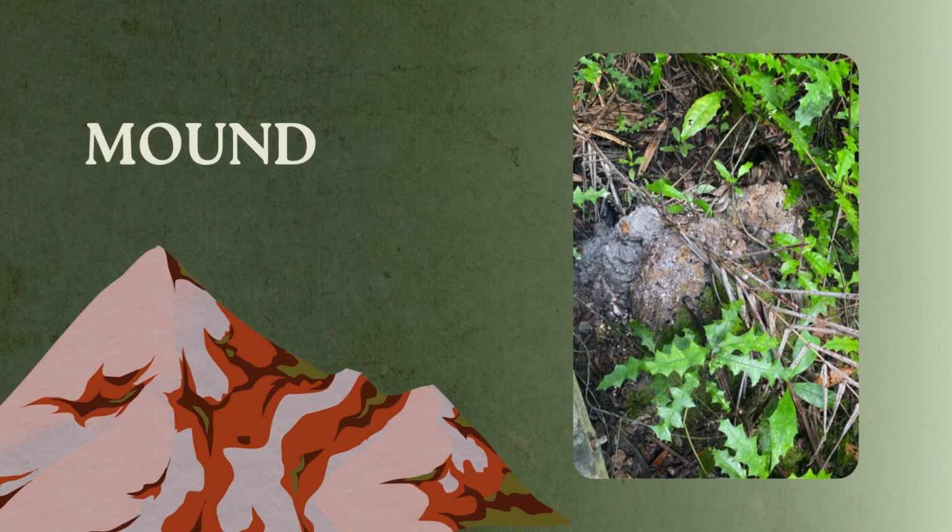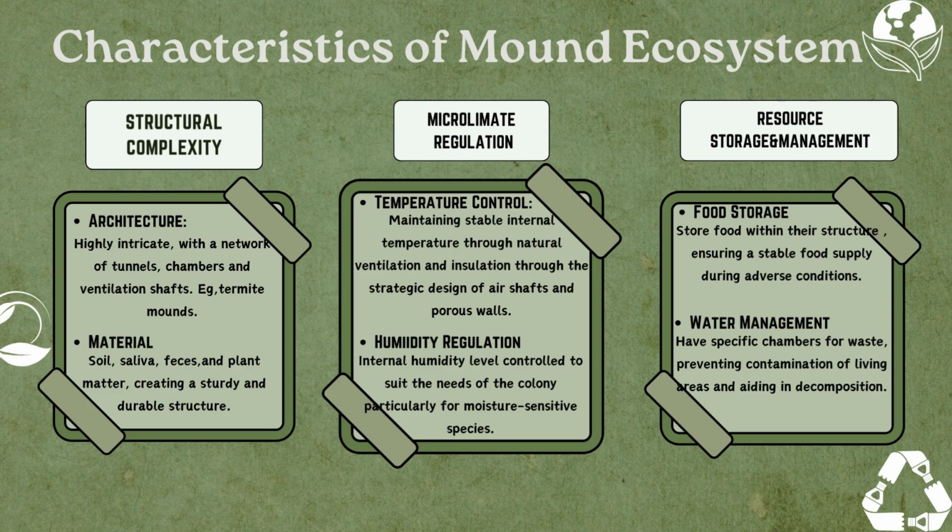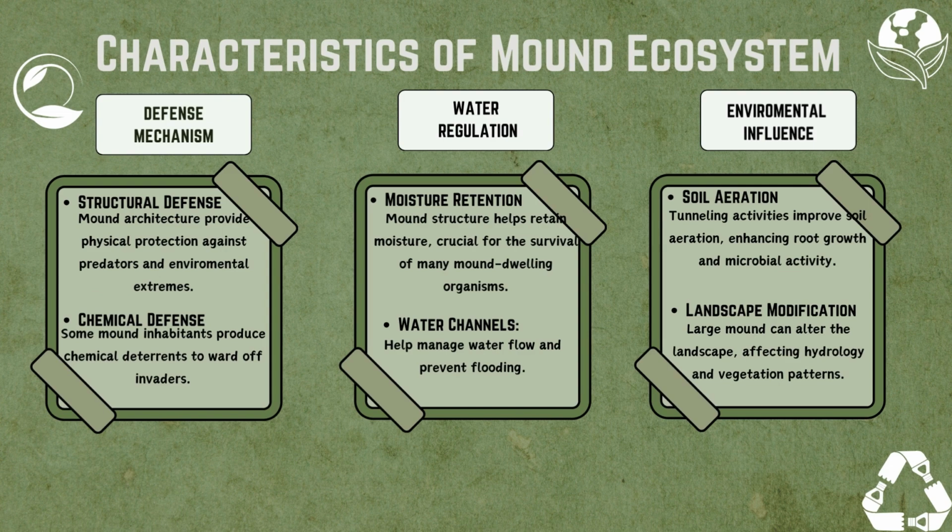Next, we are going to talk about mound. There are 8 characteristics of the mound ecosystem. The first one is structural complexity, the second is microclimate regulation, and third is resource storage and management. Fourth is defense mechanism. Next is water regulation.